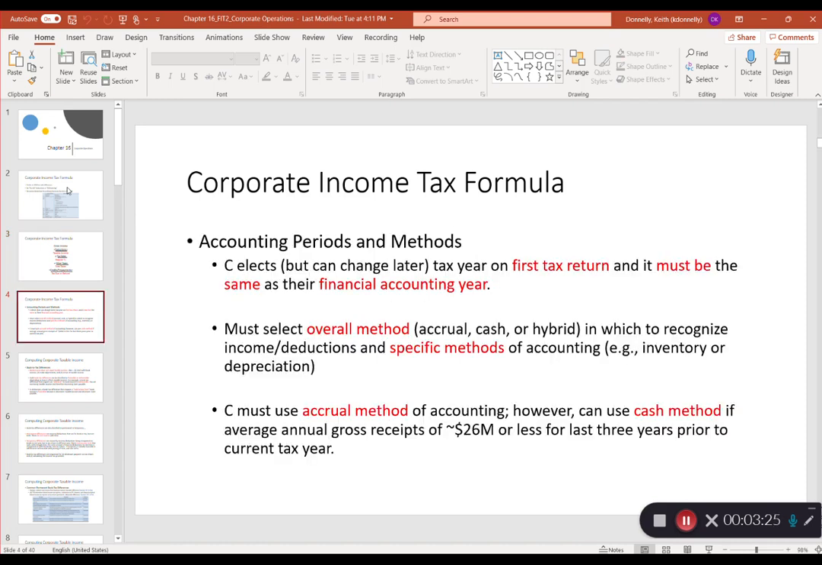Whenever we are operating the corporation, one of the things we have to be aware of is what accounting periods and accounting methods we're using. Generally our first tax return that we file, our first 1120, is going to be the same as the financial accounting year. What does that mean? Maybe your financial accounting year end is 12/31. That would then be the tax year end for your corporation. So we need to distinguish fiscal year end from tax year end.